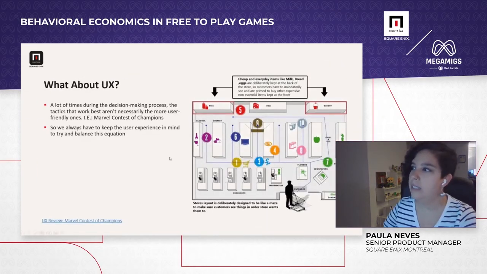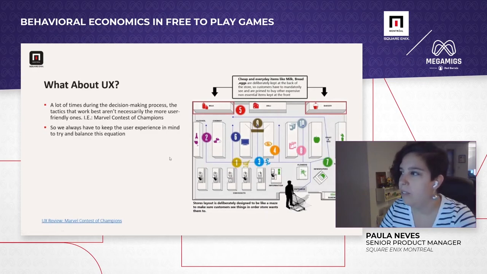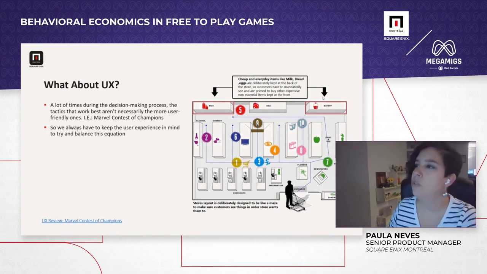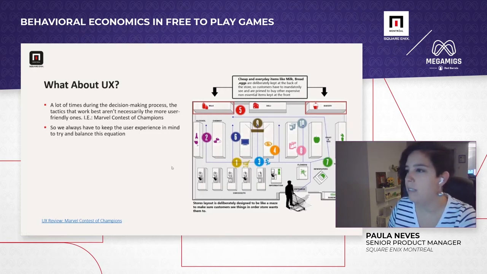And this is a technique that's very common in supermarkets or shopping malls to make you go through everything before you get to what you want. So in supermarkets, usually the everyday items are right at the back. So you would walk through everything until you get there and maybe make a purchase in that sense, right? Of course, there is a balance there.